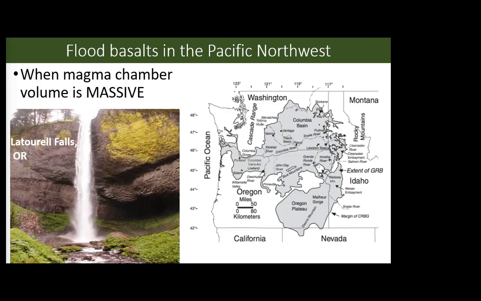You're not going to hit mountains until you get the Rockies or the Cascade Range. So it has nowhere to go but out and laterally. So it's going to spread out over a large area. You can go all the way from Washington to the tip of northern Nevada, and you can see these deposits. They're huge deposits.